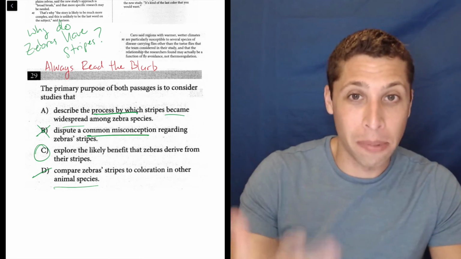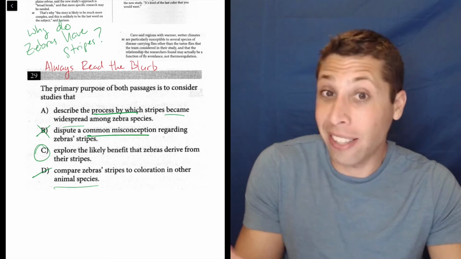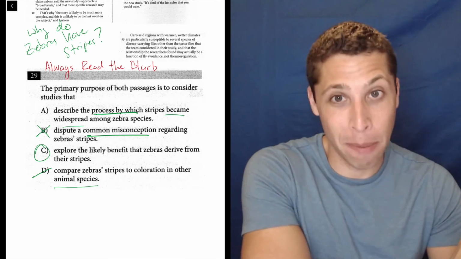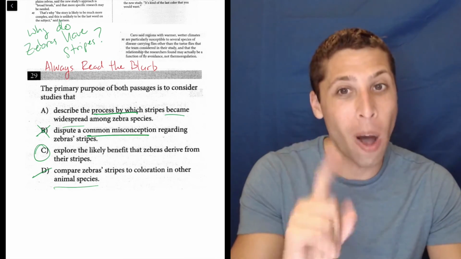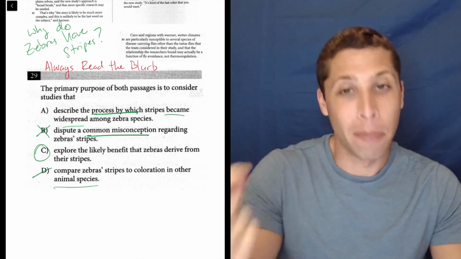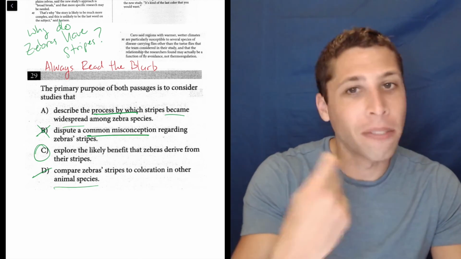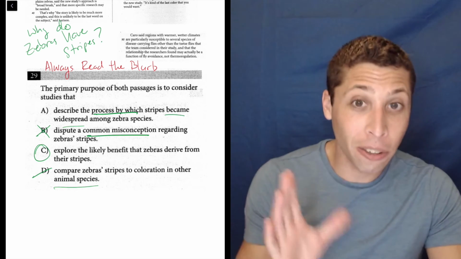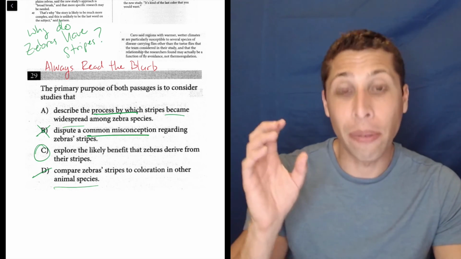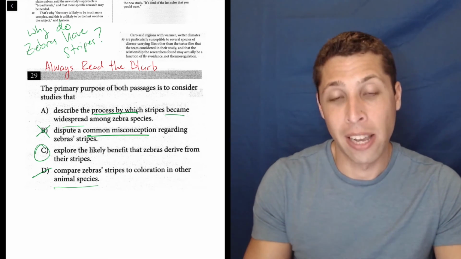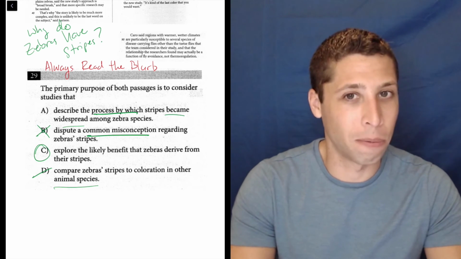Why do zebras have stripes? We're not saying how did zebras get stripes, right? This would be a different question. This is why now do they have them? Because of the flies, because of the temperature. Those are clear things that are talked about in the passage that we've seen from other questions in the passage. So we should have a clear sense that that's what we've been reading this whole time.